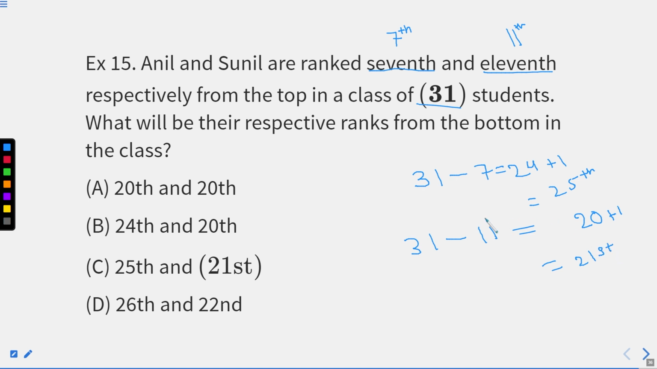I hope this thing is clear. Read it very well again. We have 3 things to mark. 7th, which is the position of Anil. 11th, which is the position of Sunil. 31, which is the total number of students. And what we need to find? Their rank from the bottom. These are the things we have to mark in the question and then follow the instruction. This is for Anil. This is for Sunil. I hope this thing is clear.